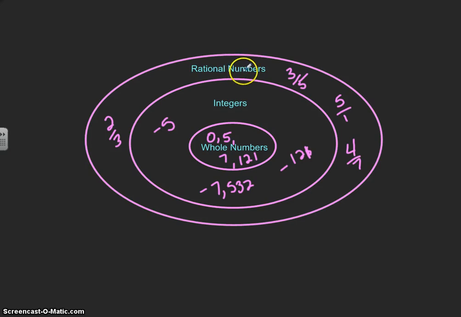But some rational numbers are whole numbers, some rational numbers are integers, but there are some rational numbers that are just rational numbers. Okay, and that is just kind of an introduction to what that is today. We don't have to really know more than that, but any number that can be written in fraction form is a rational number.